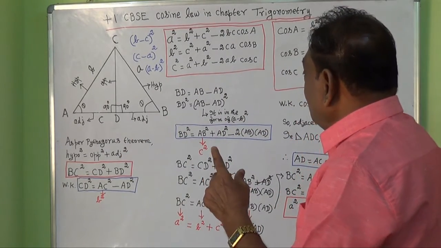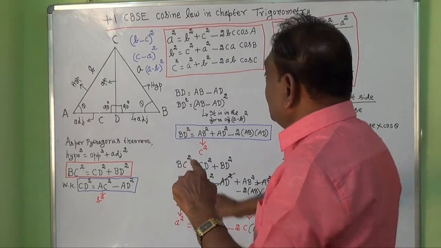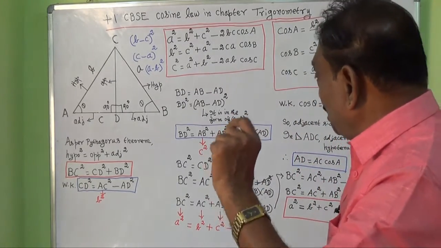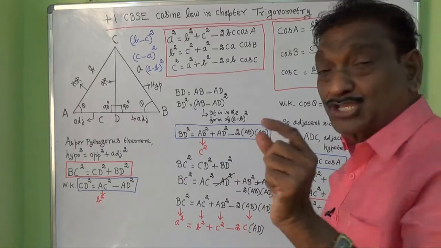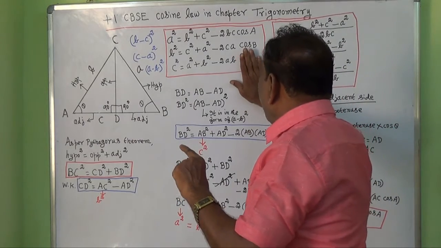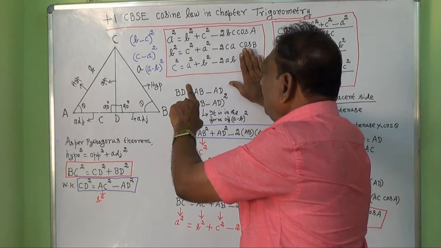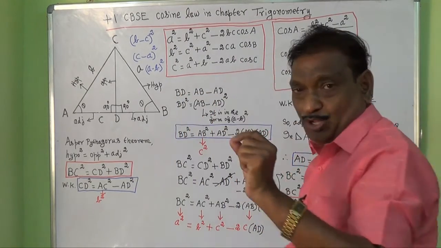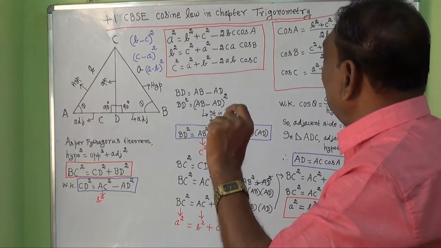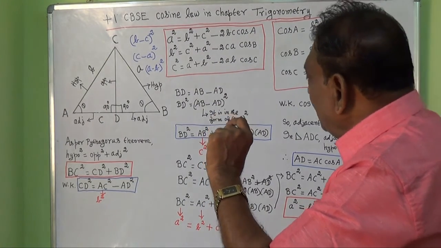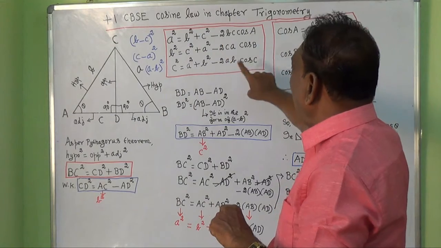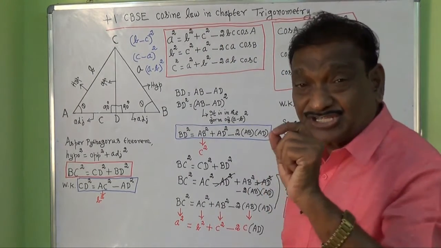Likewise, if we consider the third formula, c square equal to a square plus b square minus 2ab cos C, we can remember the formula a minus b the whole square. What is a minus b the whole square? a square plus b square minus 2ab. Then we should write the cosine angle. If we want to find c square, we should write the angle C, that is cos C.